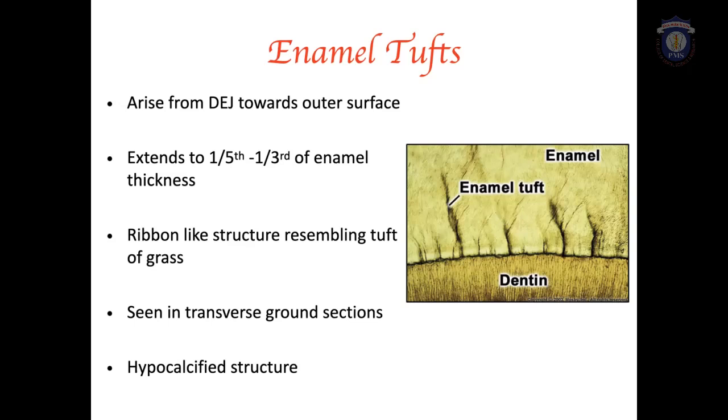It is usually seen in a transverse section or a longitudinal section. You can see it in a longitudinal section, as well as in a cross section, of course, but it is more prominently seen in a longitudinal section. And it is considered a hypocalcified structure of enamel.